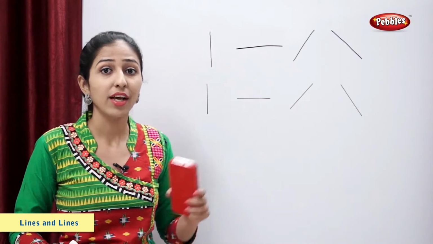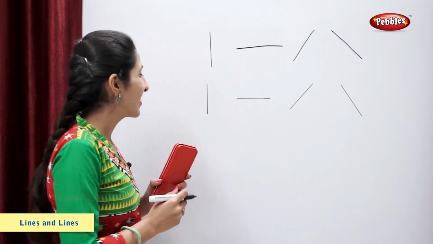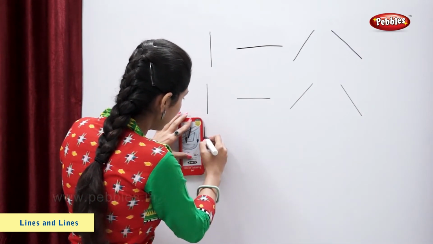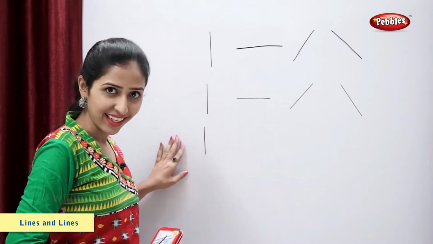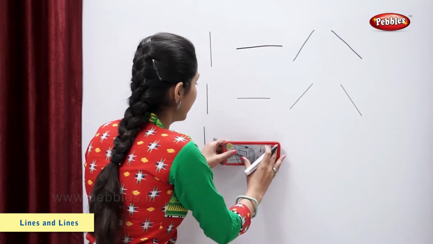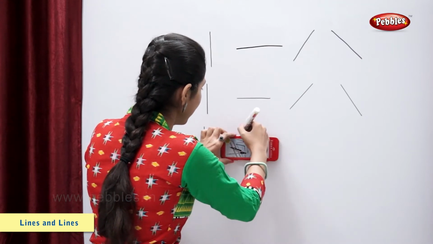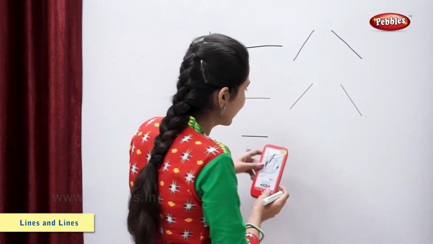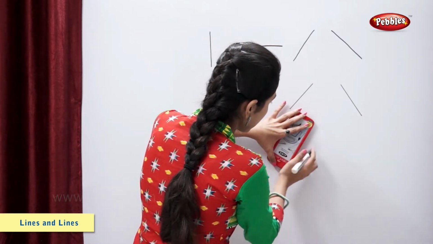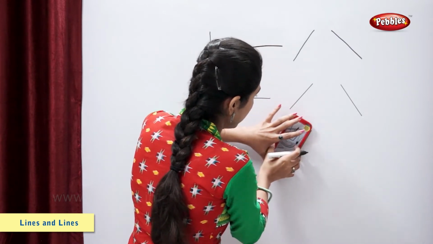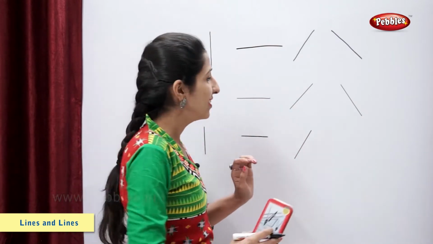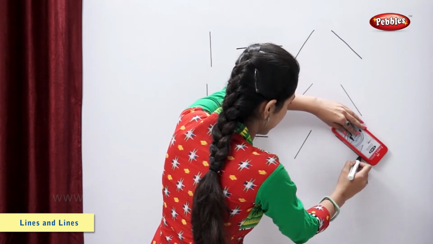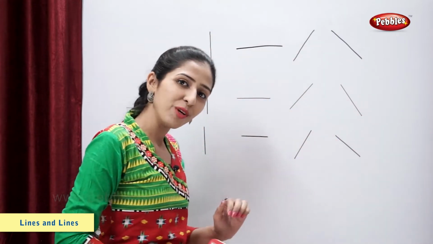Let's draw some lines using compass box. Standing line, sleeping line, slanting line, one more slanting line.